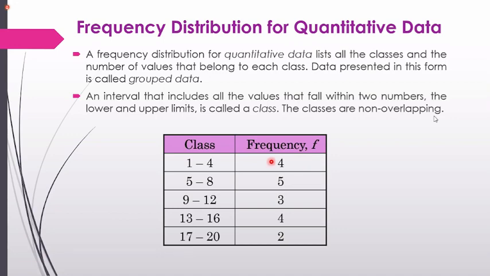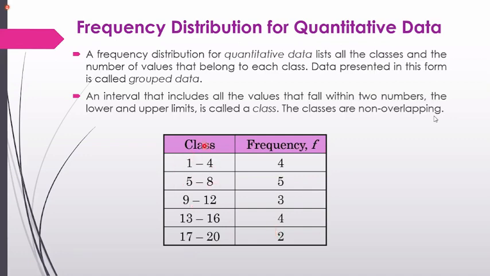Here, the numbers between 1 and 4, including 1 and 4, occurred 4 times. Here, the 5 means the numbers between 5 and 8, including 5 and 8, occurred 5 times. The numbers 9 to 12 occurred 3 times. The numbers 13 to 16 occurred 4 times. The numbers 17 to 20 occurred 2 times.